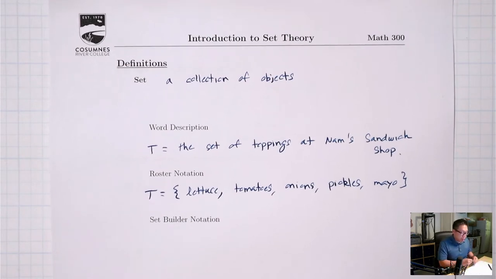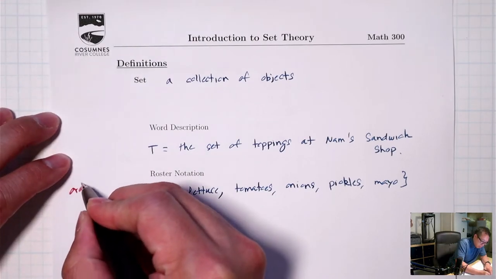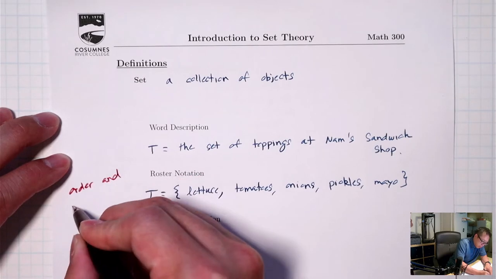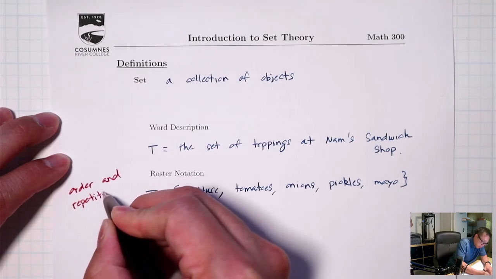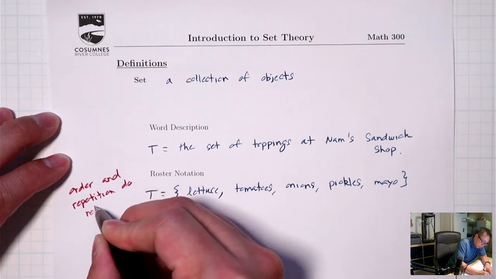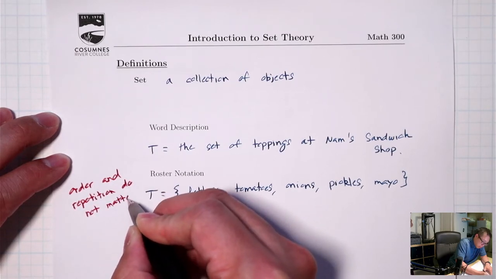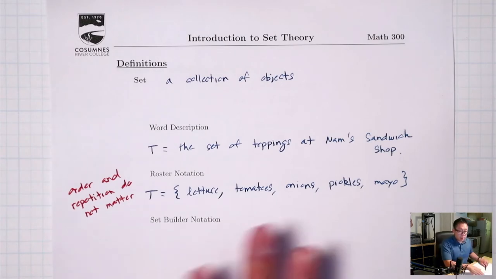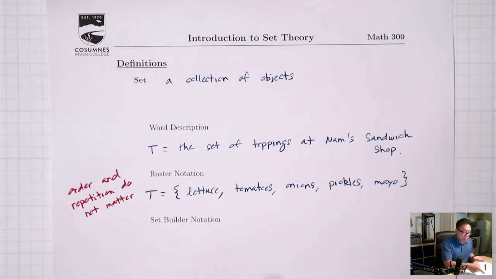Okay, so this is called roster notation. It just means that we're going to list out all the objects in the set. So one thing to note about this list, the order doesn't matter and repetition does not matter. So if I list this in a different order, it represents the same set. If I say lettuce, lettuce, tomatoes, tomatoes, onions, onions, pickles, pickles, mayo, mayo, that also represents the same set. So repetition doesn't matter and order does not matter.